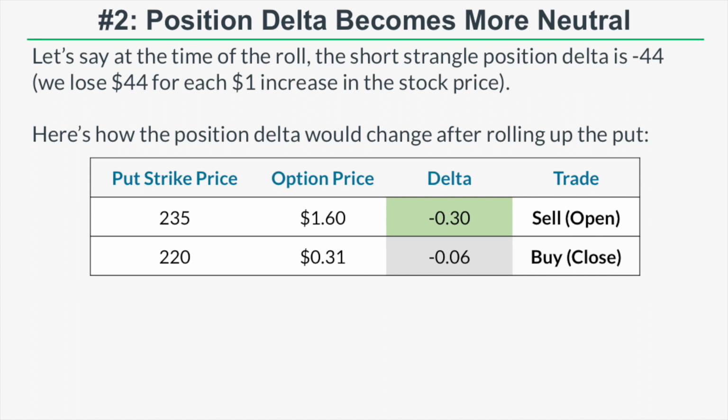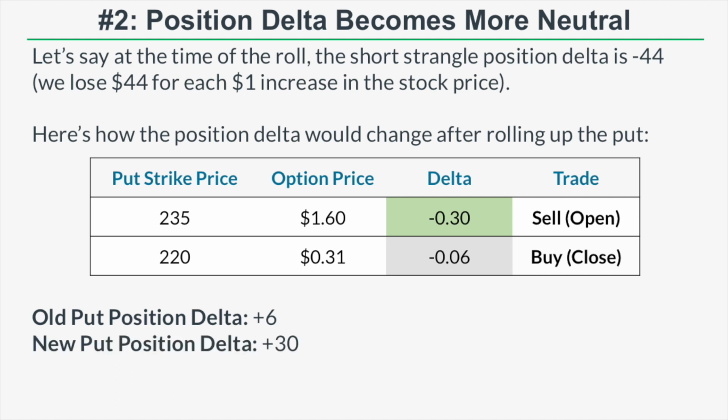Now, here's how the position delta would change after rolling up the put from the 220 strike to the 235 strike. Since our old put at the 220 strike has a delta of -6, a $1 increase in the share price is going to lead to a 6-cent decrease in the option's price. Since we're short the 220 put, a 6-cent decrease would yield $6 in profits, and that's where the position delta of +6 comes from.